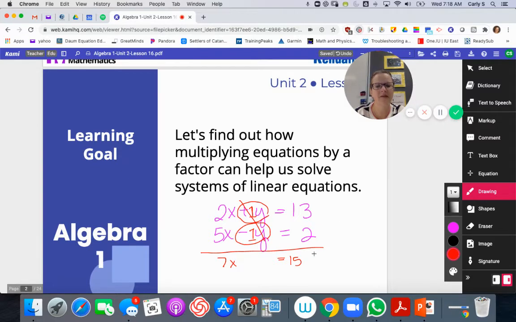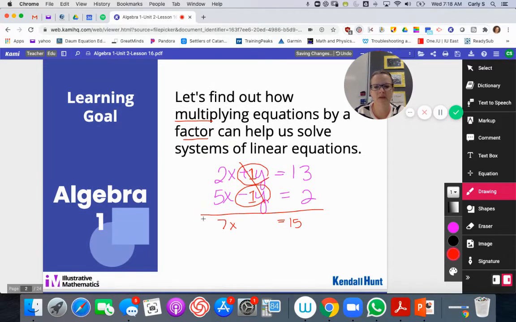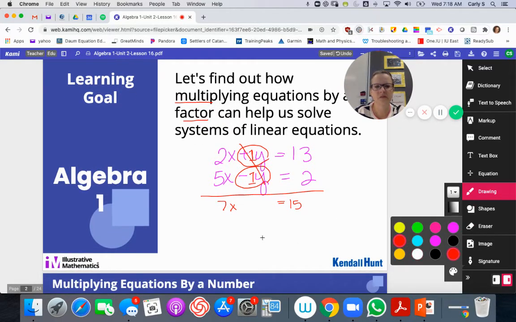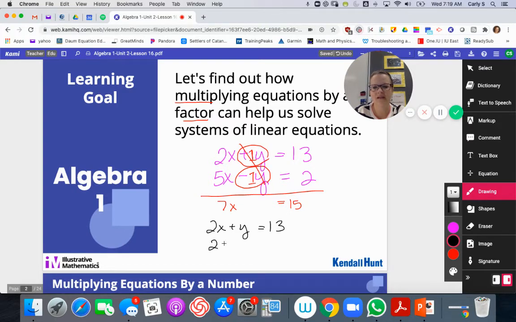Let's see if I can turn that off. All right, now we talked a little bit last lesson about how multiplying equations by a factor can help us solve systems of linear equations. If we had, say, 2x plus y equals 13 and 5x minus 2y equals 4, making it up again. Okay, the y terms have opposite signs, but not the same coefficient, not the same number in front of the letters. The x terms have the same signs, but one has a 2, one has a 5.